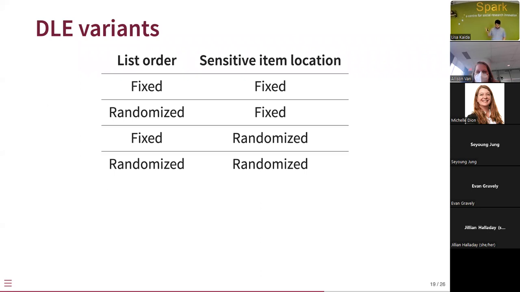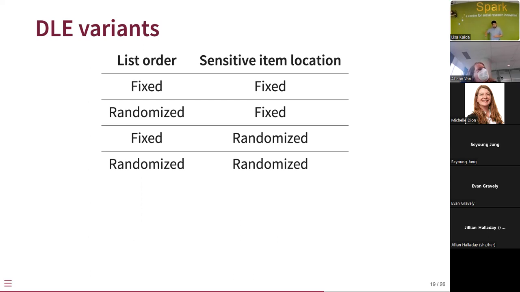So to understand this a little bit more, we have to also understand that there are many different ways to do a double list experiment, and it has to do with the order in which lists are presented to people. So the example before, people always see list A first and then list B second. That's what we would call a fixed list order, as opposed to randomized list order, when some people see A first and then B second, and some people see B first and then A second. That would be a randomized list order.